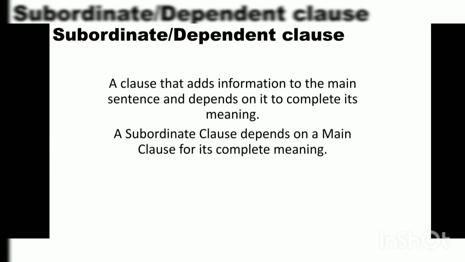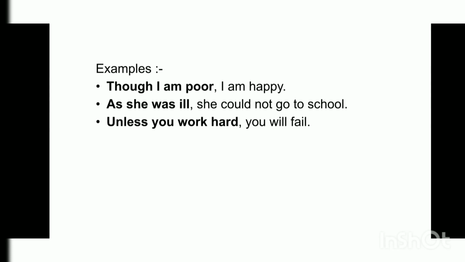Moving ahead, subordinate clause is that clause which depends on the main clause. It adds information to the main sentence and depends on it to make a complete sense. A subordinate clause depends on the main clause to make a complete meaning. For example, I have bolded the letters which are subordinate clause. Here, though I am poor, I am happy. I am happy is the main clause, and though I am poor is the subordinate clause. Now if I tell you though I am poor and I stop, it doesn't make sense. Though I am poor. Now what? If I do not join the main clause, though I am poor, I am happy.